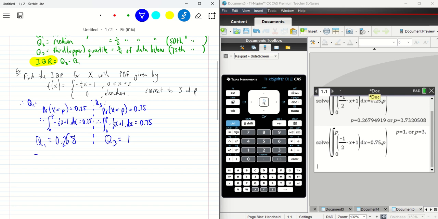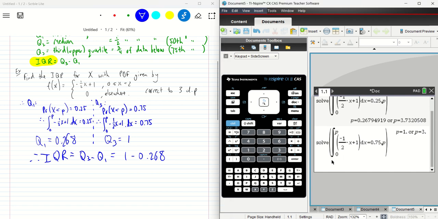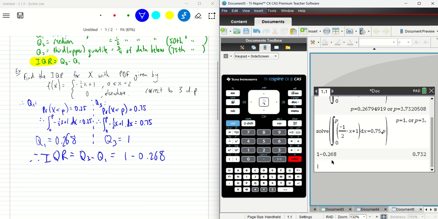Easy. Therefore, the IQR is equal to Q3 minus Q1, which equals 1 take away 0.268. Probably could do that in my head, which is 0.732. So that's my interquartile range.